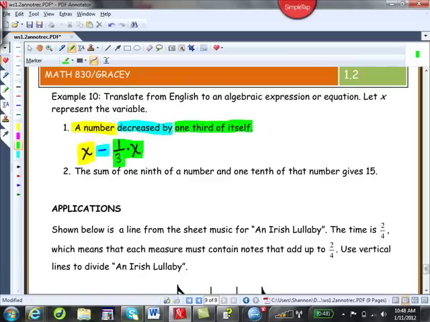Okay, go ahead and pause the movie and see if you can get this next one. All right, let's see how you did.